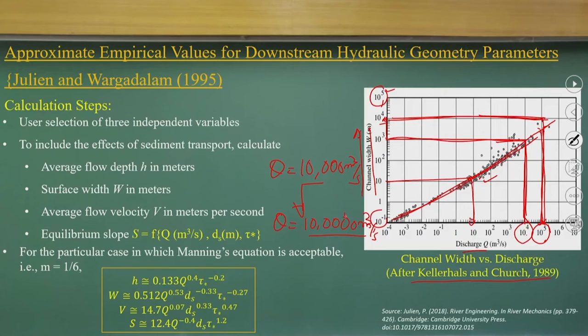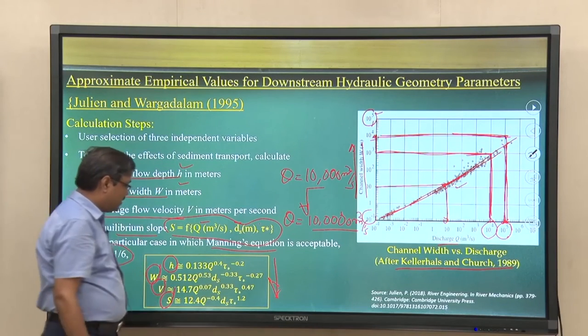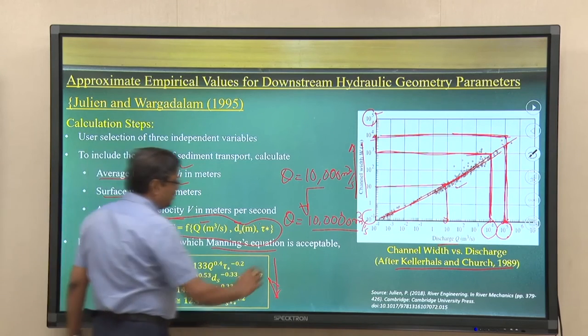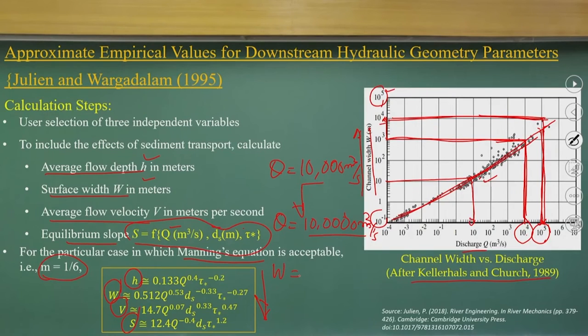If the average flow depth is h in meters, surface width is w, and you have average velocity v, the equilibrium slope is a function of q, Ds, and tau star. If you use m equal to 1 by 6 using the Manning's equation, and modify these equations, you will get an approximate relationship between flow depth, width, velocity and the energy slope, which is a function of that. But I am just trying to show you that Lacey's equation says the width is a function of a constant and the discharge to the power 1 by 2, that is a power function of 0.5. The same thing here is 0.53.